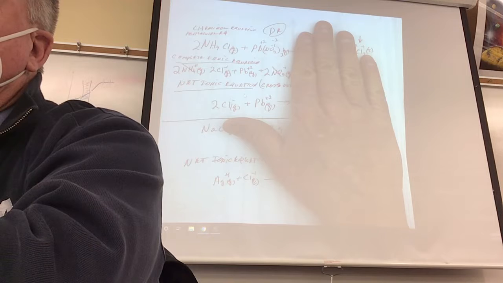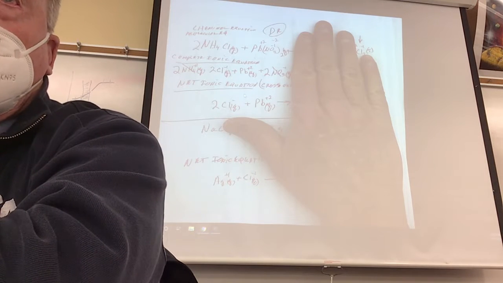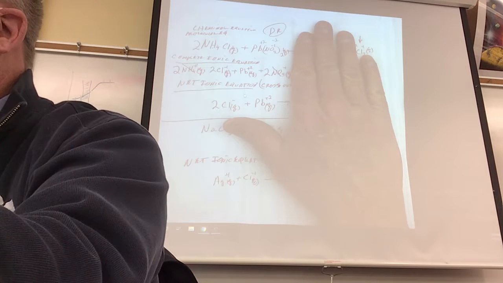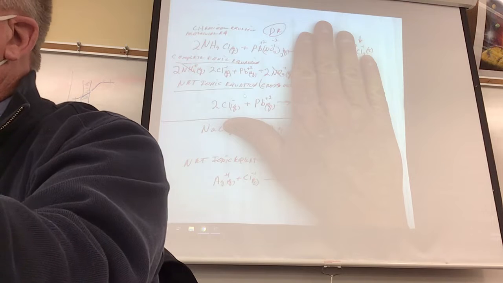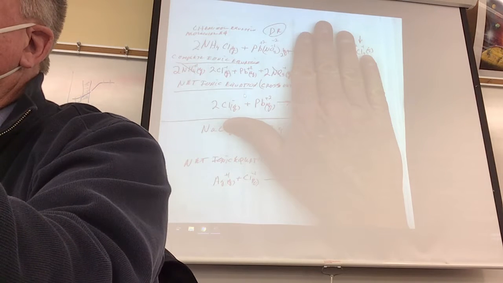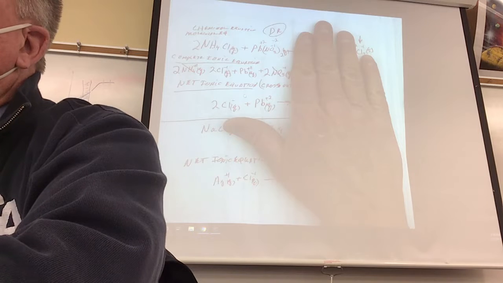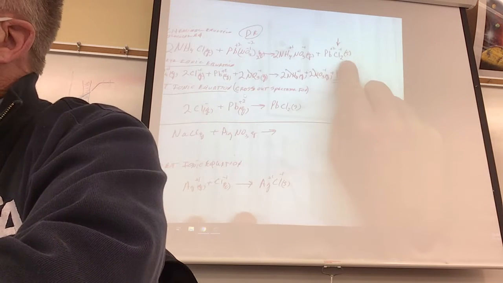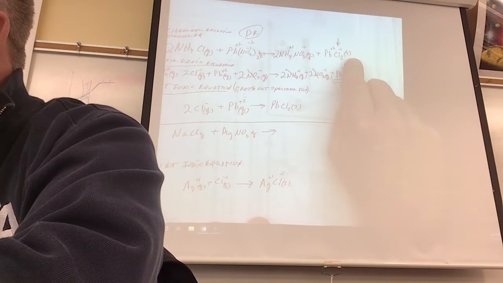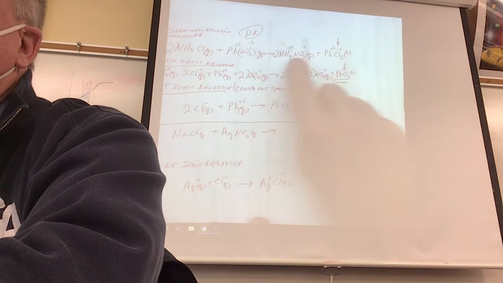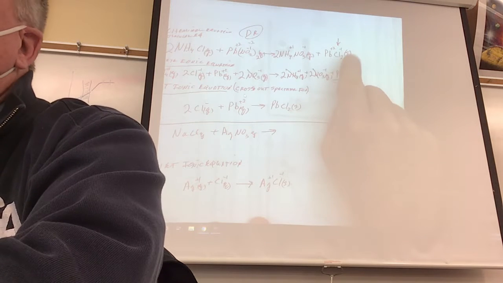Ammonium nitrate and lead II chloride. Now, all the ammoniums are soluble and all the nitrates. So far, I don't have a driving force. It looks like it's not going to happen. But what about that lead II chloride? I look it up, and I found out it's going to be a precipitate, isn't it? What do you call an insoluble product? These are the two products. Soluble, insoluble. It's a precipitate.